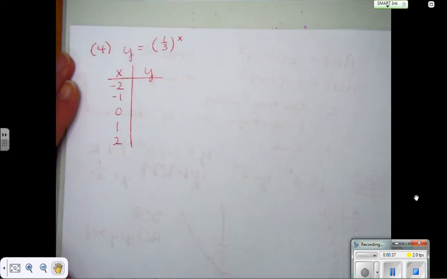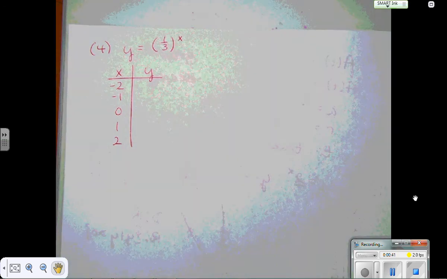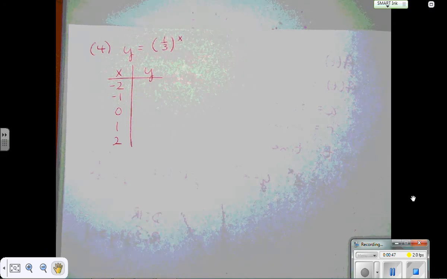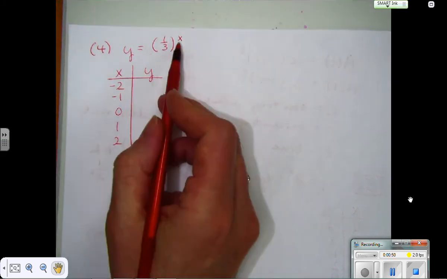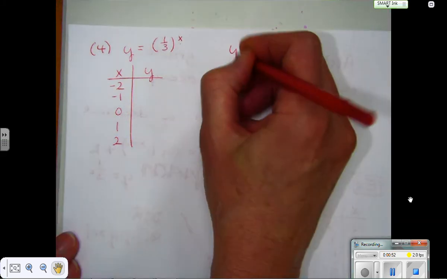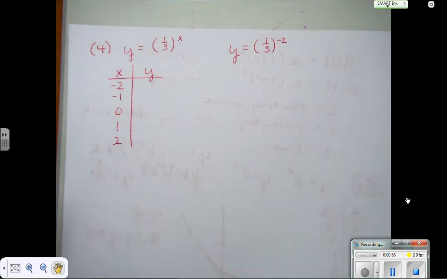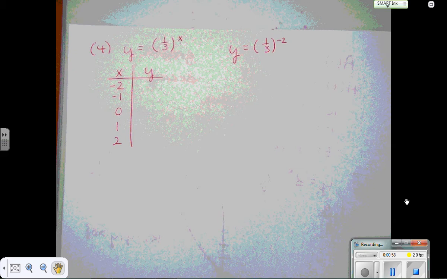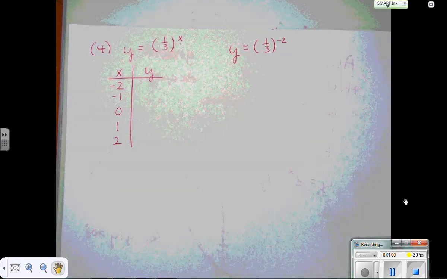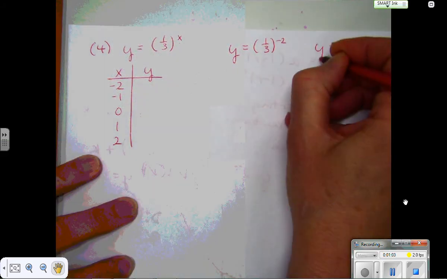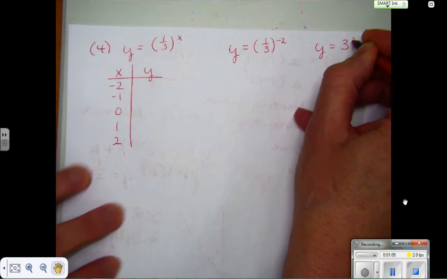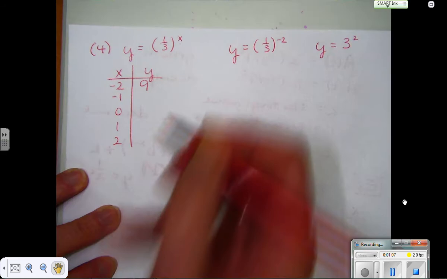Now the next graph we do after this is going to have some transformations to it, and we'll have to think of different values for the x to plug in. But for these simplest ones, we can just use those 5. Okay, so when I substitute -2 in for the x, that negative flips the fraction over. So it's actually y equals 3 squared. So your y value is going to be 9.